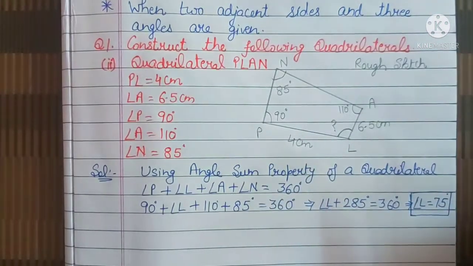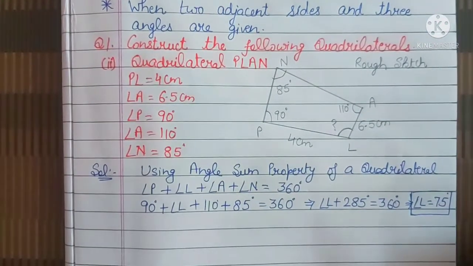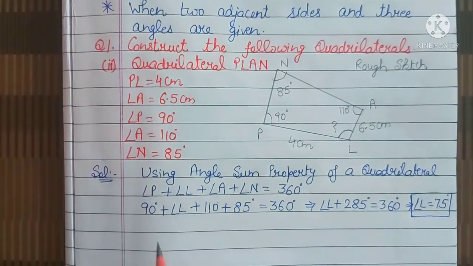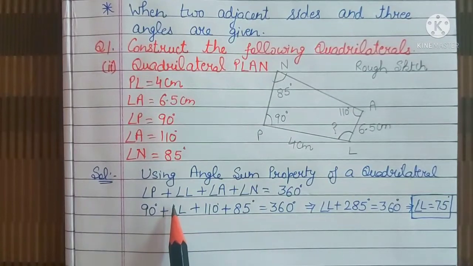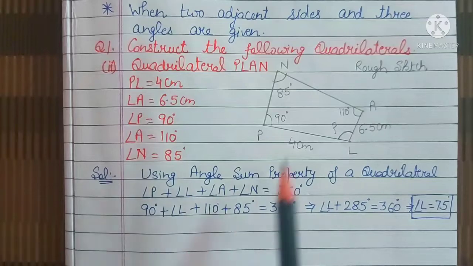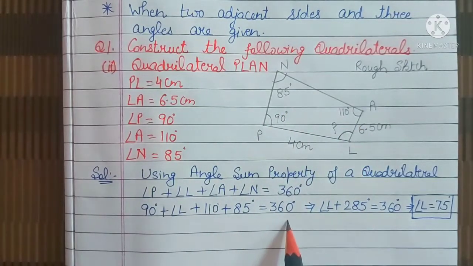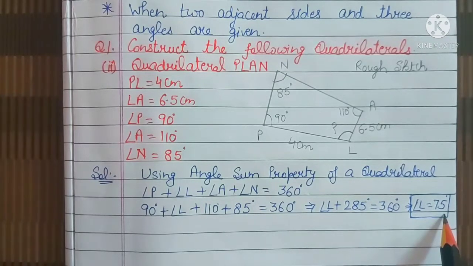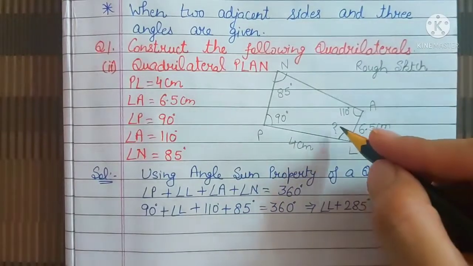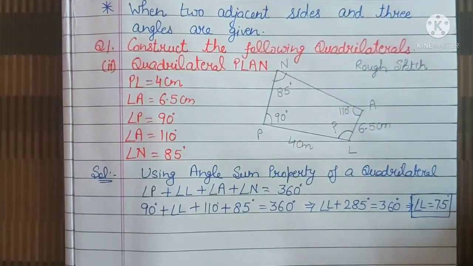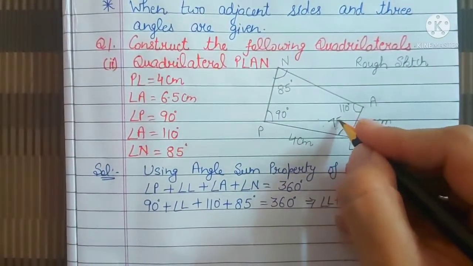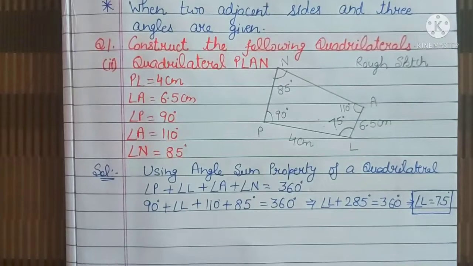The measure of angle L we need to find out first, and for that we will use the angle sum property of a quadrilateral. We know that the sum of the four angles of a quadrilateral is 360 degrees. By this relation we will get angle L, that will be 75 degrees. Now we will start our construction.